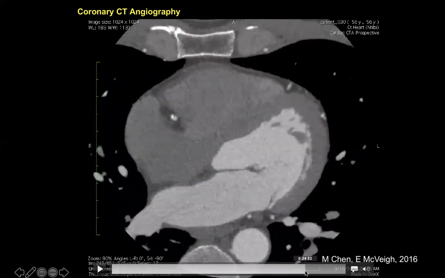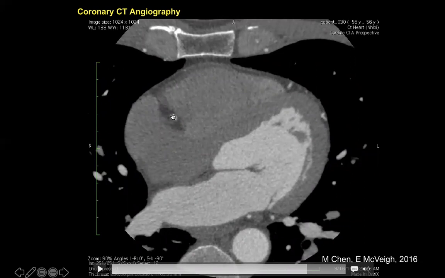This is one way of getting high resolution. The other way is to make a photon detector scanner, which virtually all of the manufacturers are starting to do now as well. And here's another piece of calcium in the right coronary.